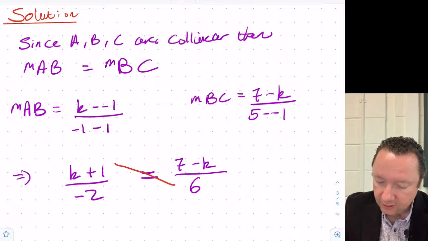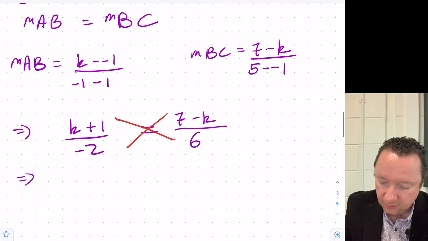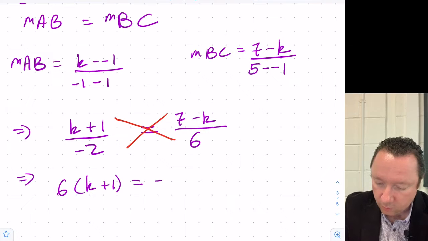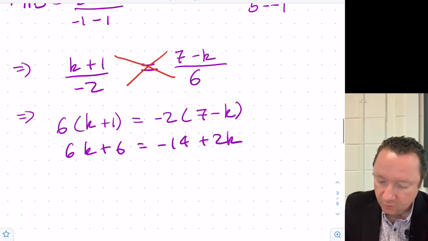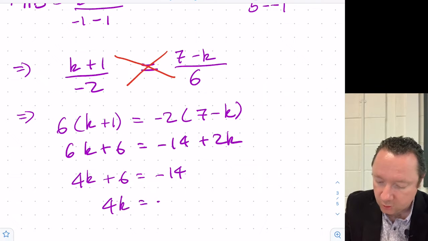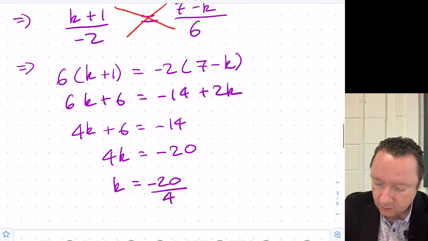You do this times this equals this times this. So that gives us 6 times K plus 1 equals minus 2 times 7 minus K. 6K plus 6 is minus 14 plus 2K. Moving the K's across, we get 4K plus 6 is minus 14. So 4K must be minus 20, which means K is minus 20 over 4.